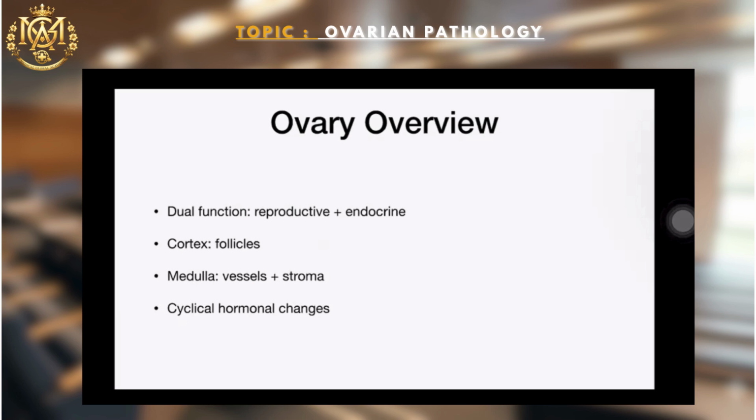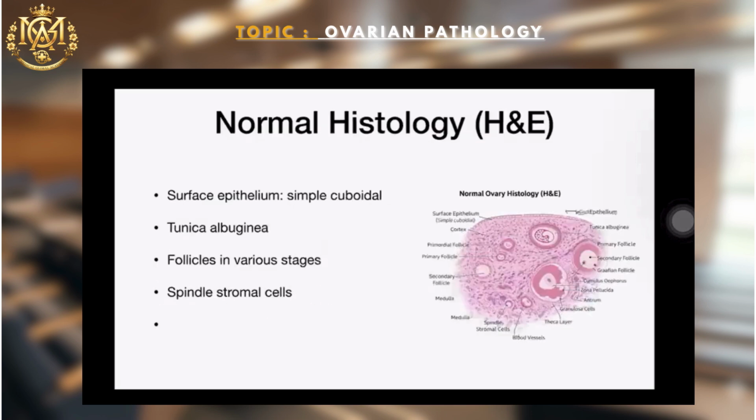So we know there are different parts of the ovary. We have cortex, we have medulla. So the cortex is composed of follicles and the medulla is composed of vessels and stroma. Right, so this is the normal histology which you see.